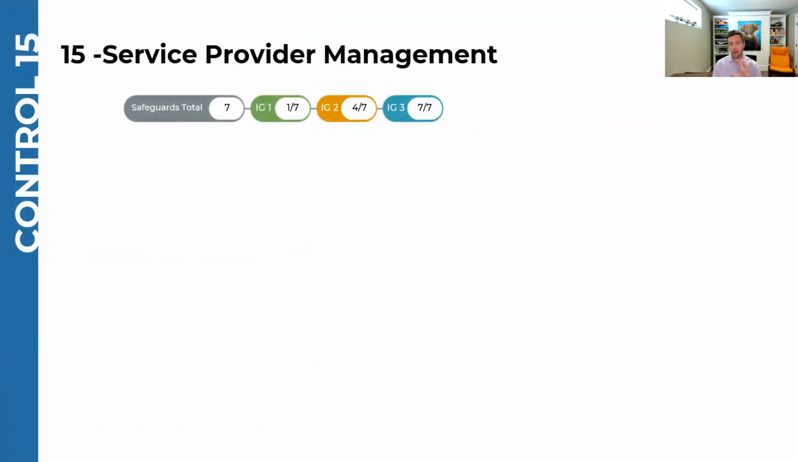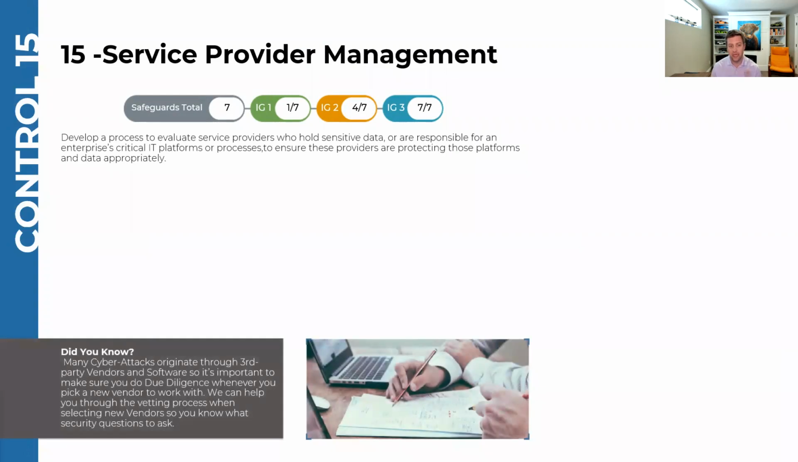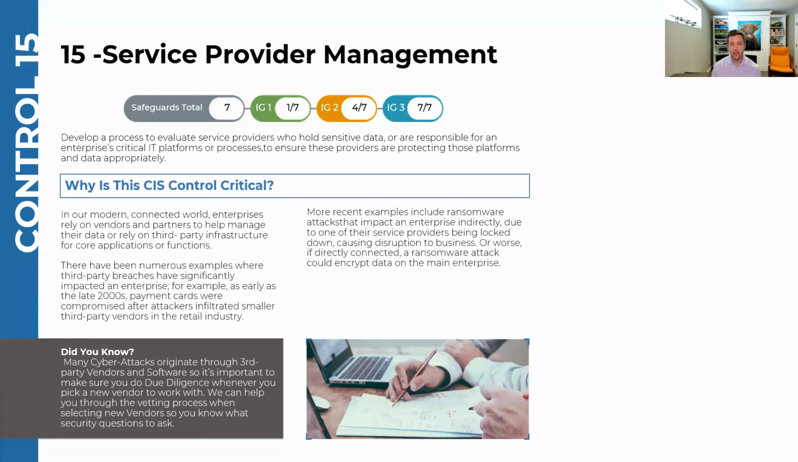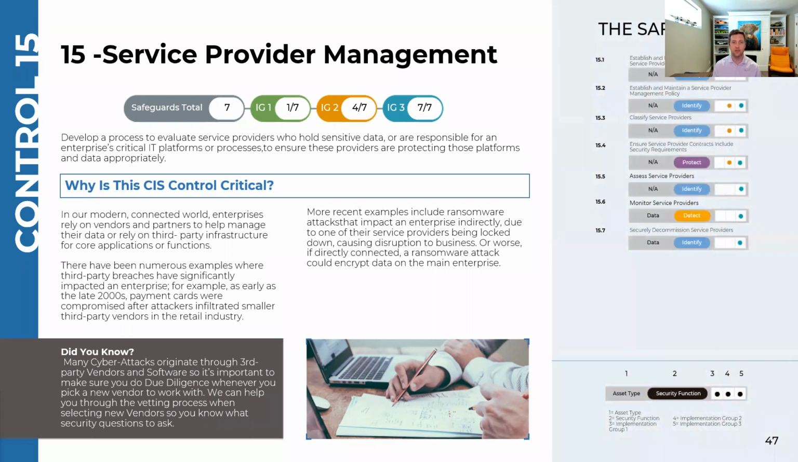Service provider management. Another one that you'll notice, implementation group 1 only has a single standard. And this is about recognizing that as a business, you are going to be choosing whose products you use. And you need to vet them and consider what they are doing to protect themselves and, by extension, protect you. So like many of these, the very first item on here is to have an inventory of your service providers, meaning knowing who they are.